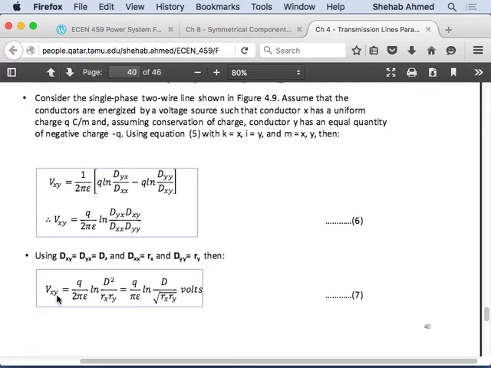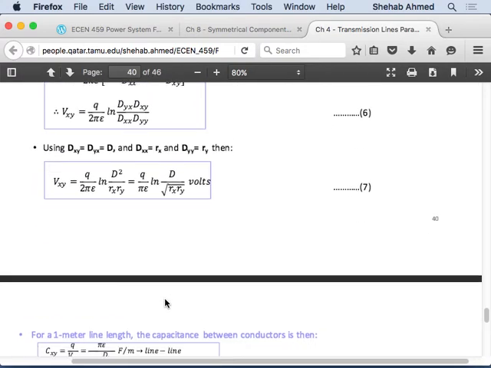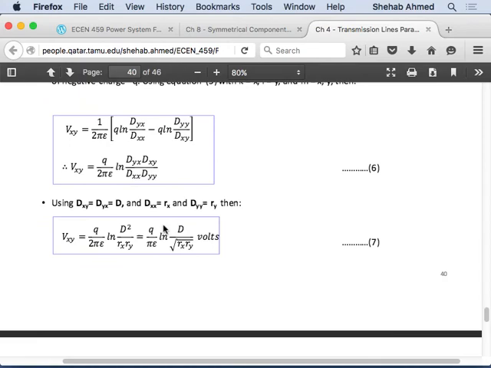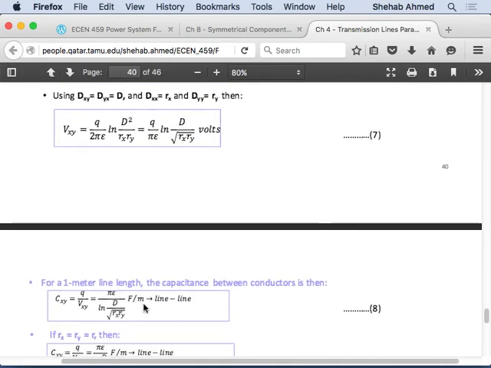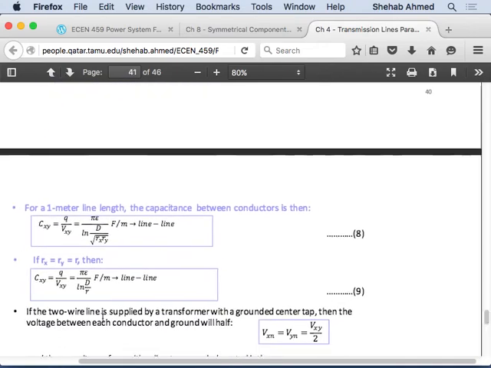So Vxy, which is the voltage between the two conductors, was what you calculated. So this is Rx and Ry are the same, so it goes out as natural log d over r. Okay. So any questions? So now we have the voltage. If we have the voltage between two conductors, and I would like to calculate the capacitance between the two conductors, I do what?